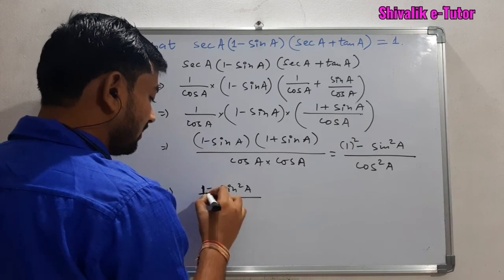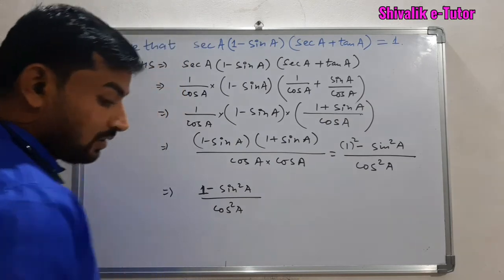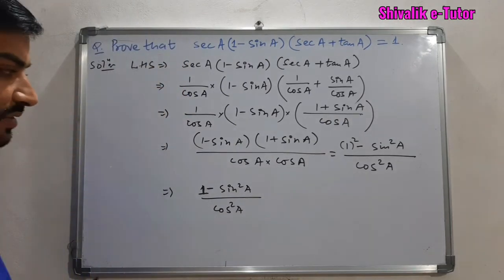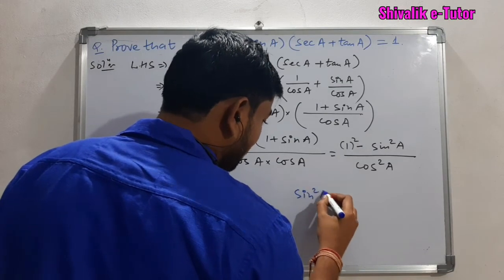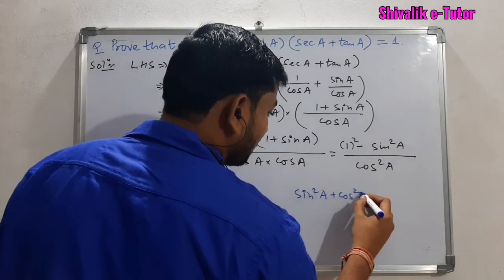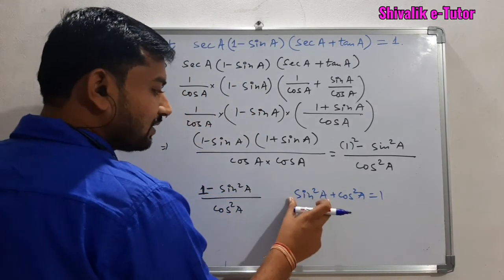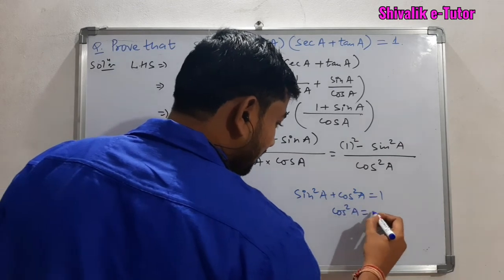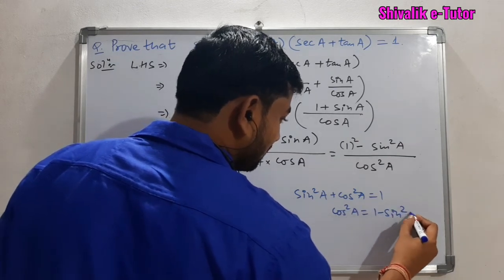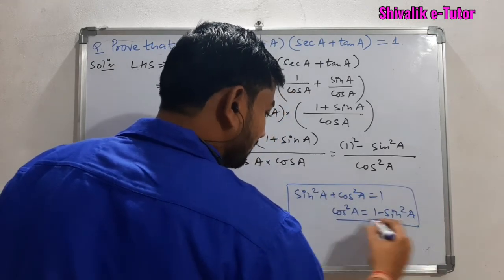Now look at the numerator here. This is 1 minus sin square A. What was the first trigonometric identity? It was sin square A plus cos square A is equal to 1. If we bring this sin square A to the RHS, what will we get? Cos square A is equal to 1 minus sin square A. So the value of 1 minus sin square A here is what?